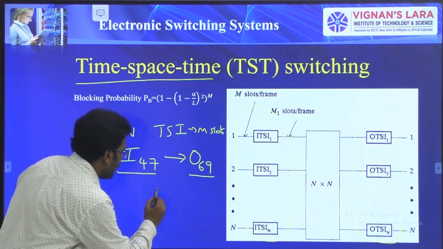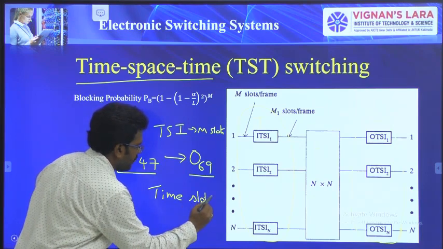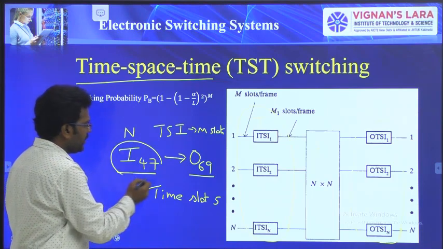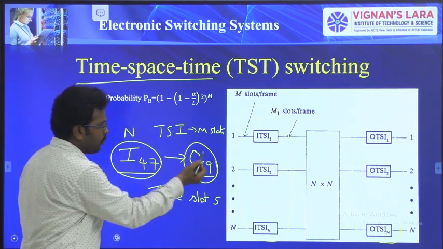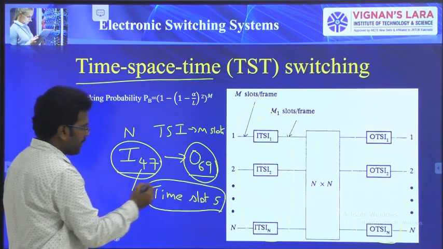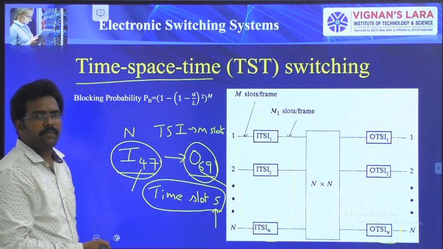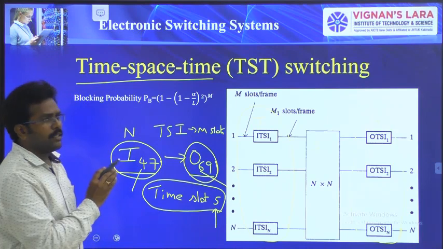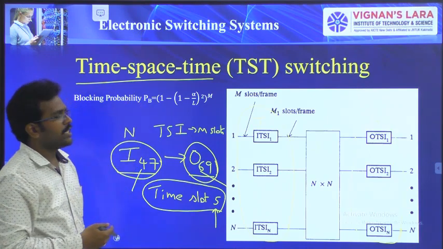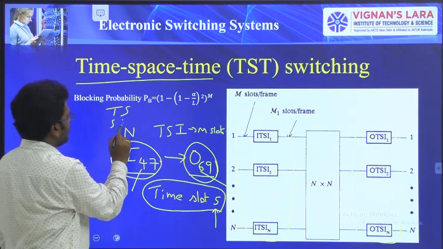With the help of time slot 5, first of all, we are going to transmit this signal from I47 with the help of this intermediate time slot 5. This is 4, this is 6. So with the help of the fifth time slot, we are going to transmit the signal. This type of transmission is possible in case of this time space time switch, which is not possible with either TS or ST.